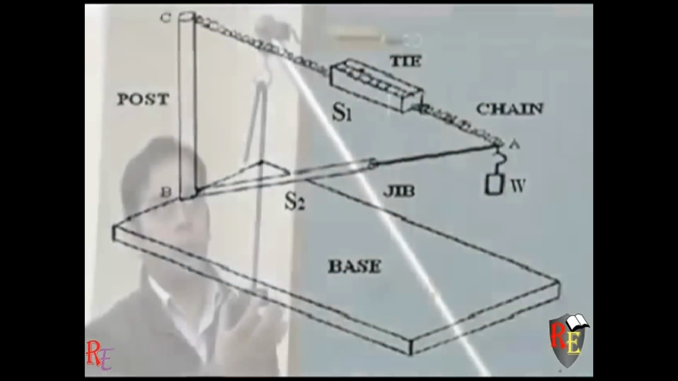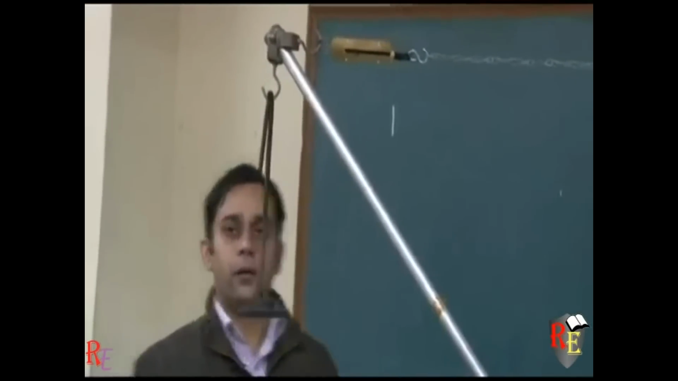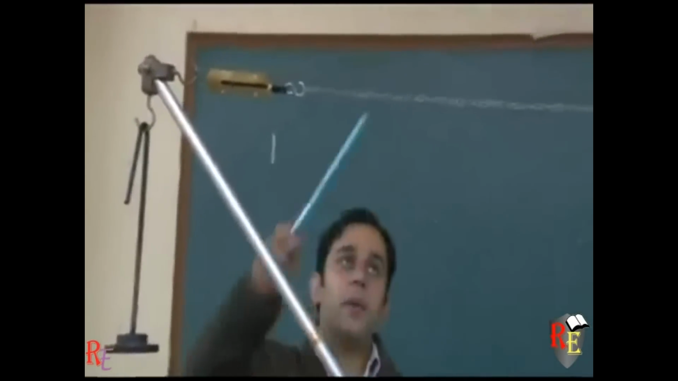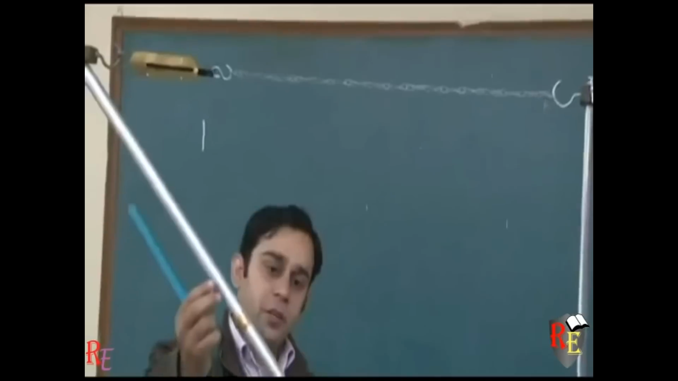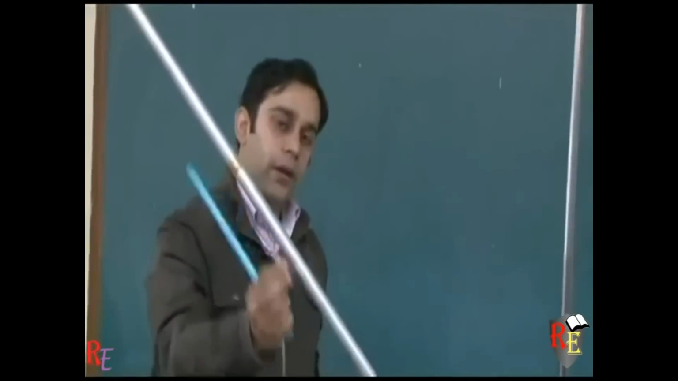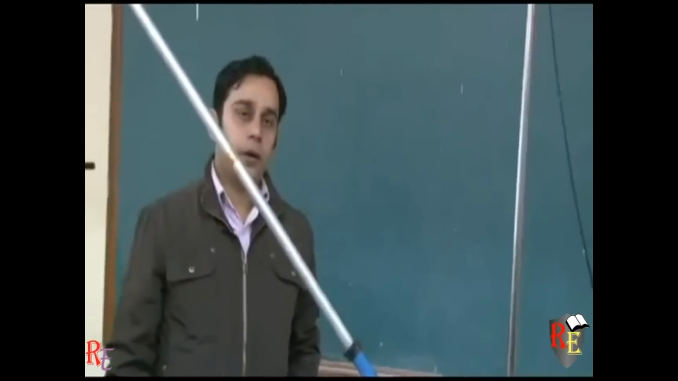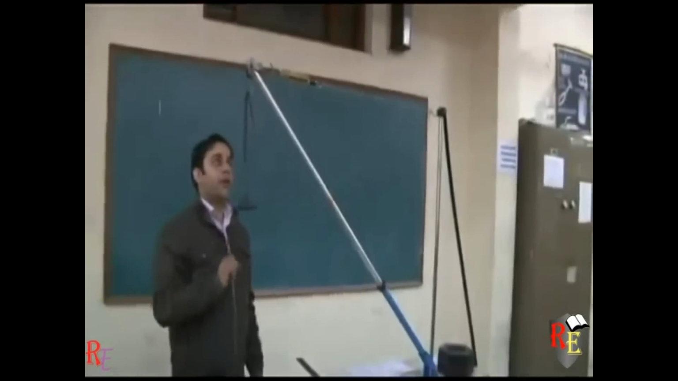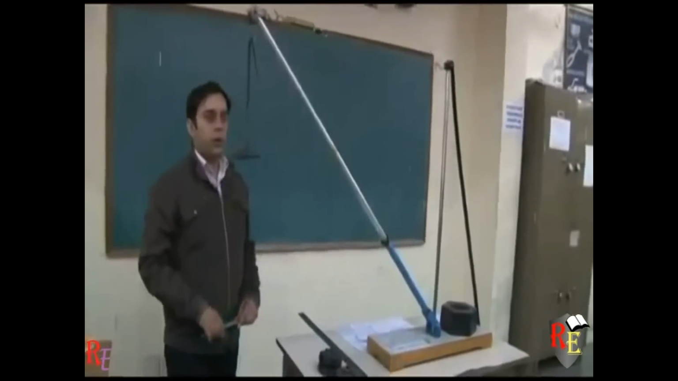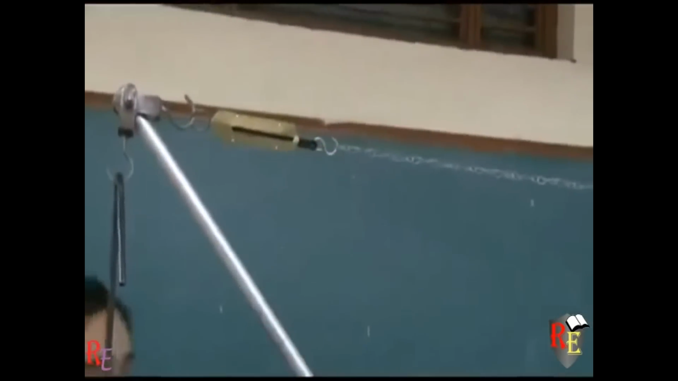When a load W is suspended vertically with the help of this hook or pen, the tie member may get elongated and subjected with tensile force, and the jib member get compressed and subjected with compressive force, and the post remain vertical. The values of tensile force and compressive force are measured by 2 spring balances S1 and S2.